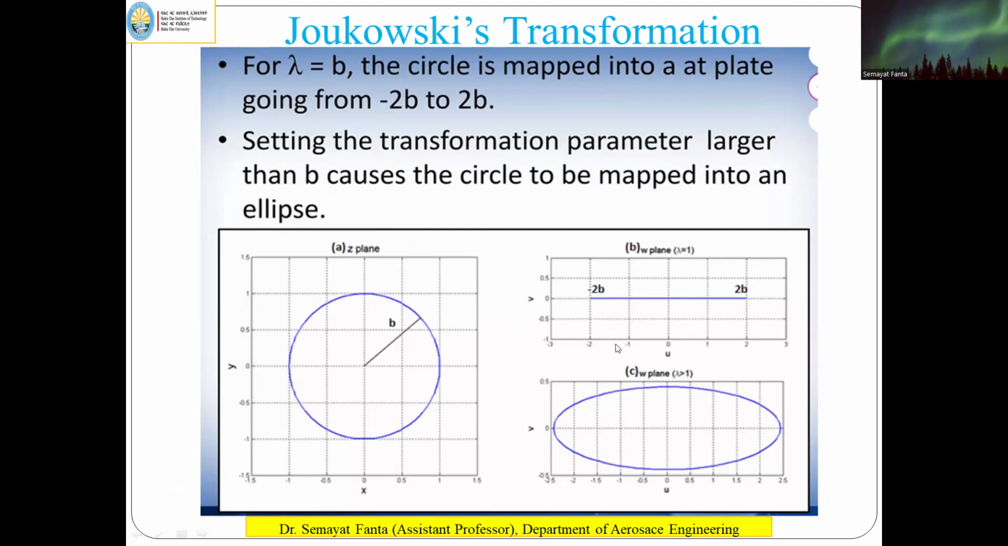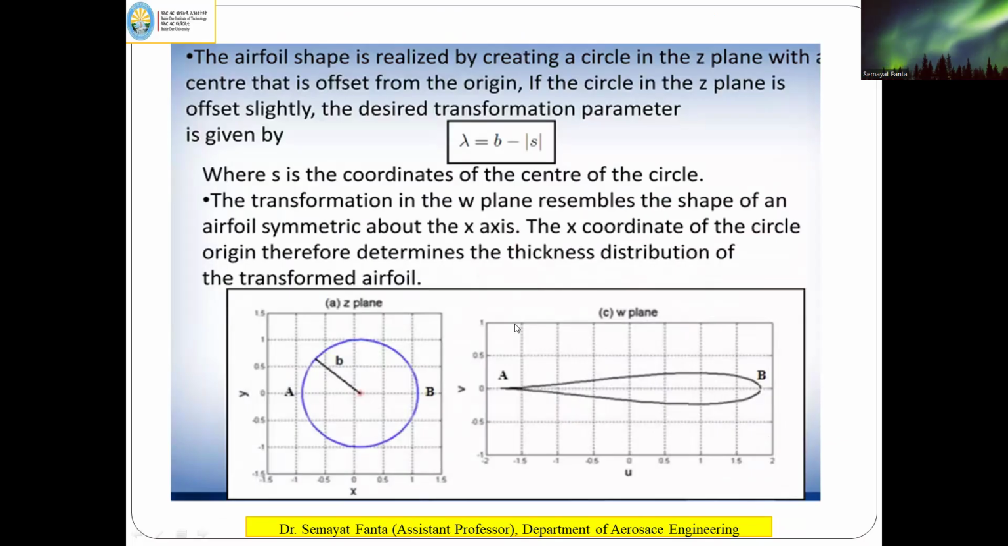So from a circle, we transformed a plate and an ellipse. When we change the transformation parameter lambda equal to B, we can get simply a plate. And when we change the dimension lambda, which is greater than B, where B is the circle radius, it immediately changes to an ellipse. So the aerofoil shape is our main concern.